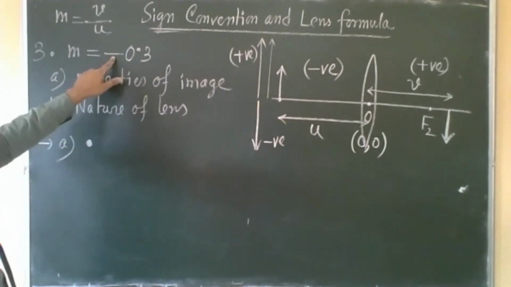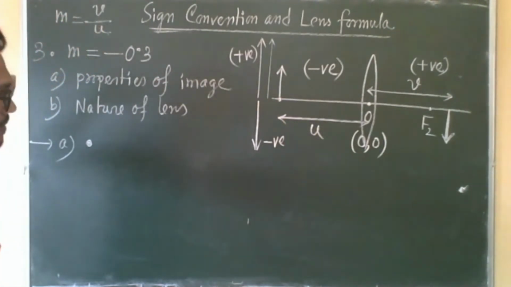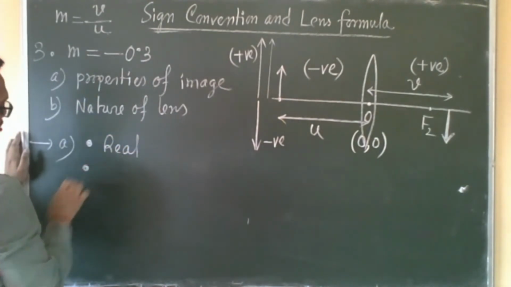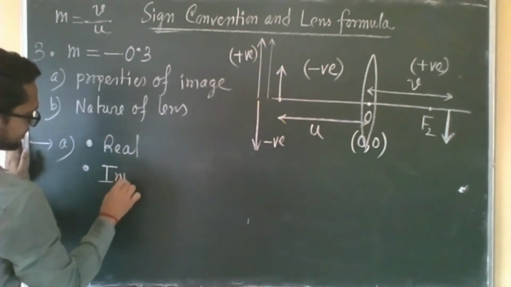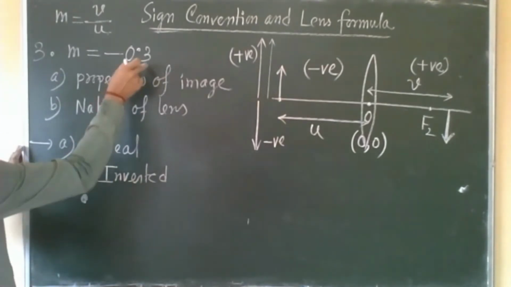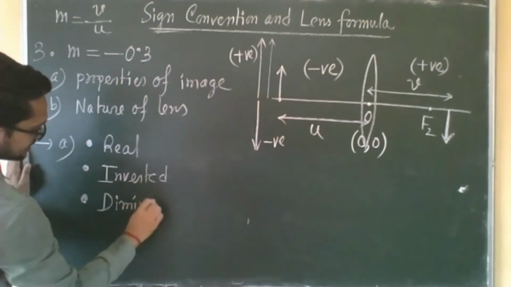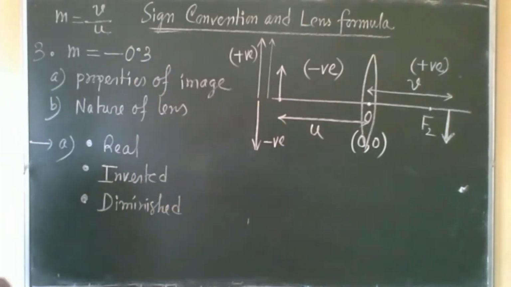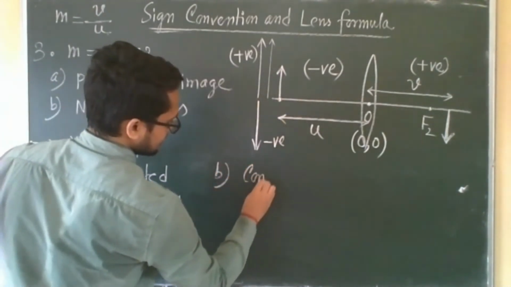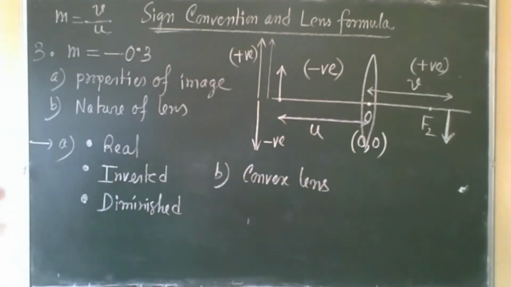Properties. First of all, sign negative. Negative means U is always negative. To make M negative, V should be positive. V should be positive means right side. So real image. Real image is always inverted. And come to the magnitude. Less than 1 means diminished. What is the nature of lens? Which kind of lens produces real image? Only convex lens. Understood?